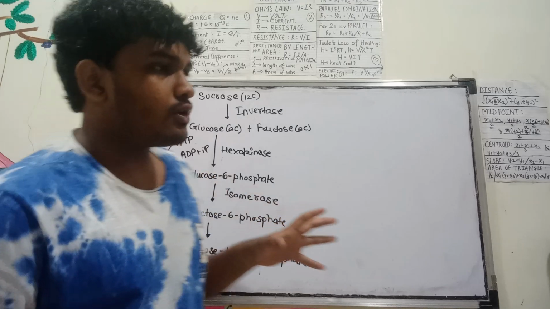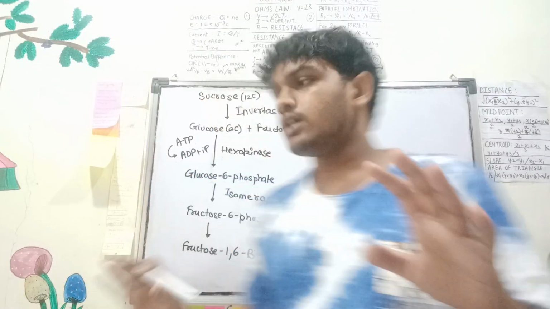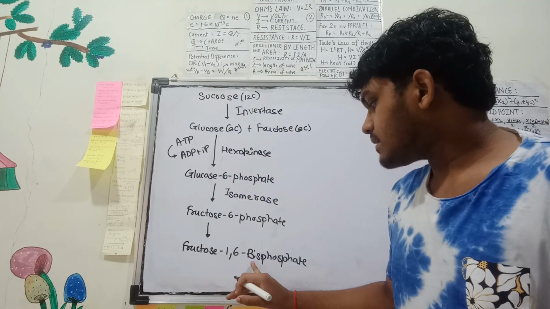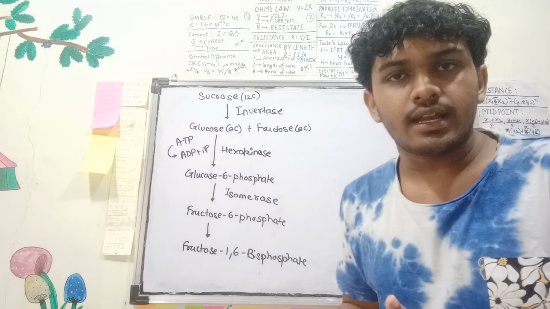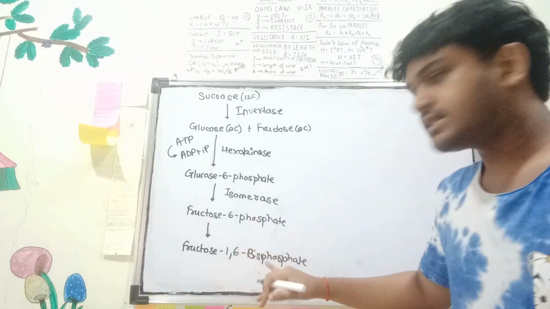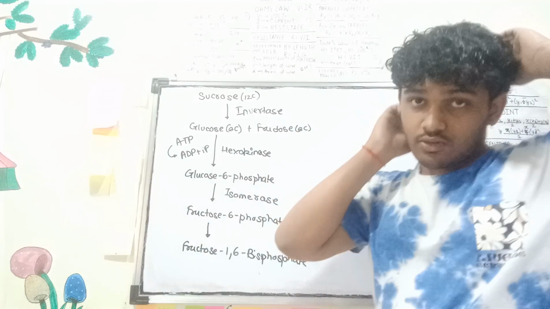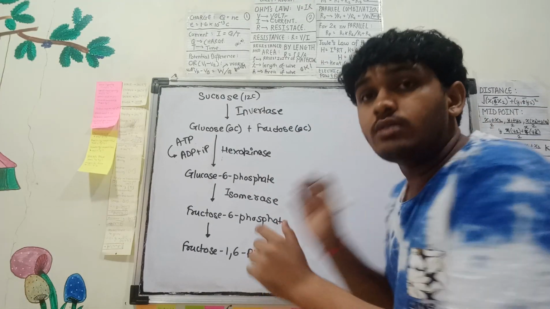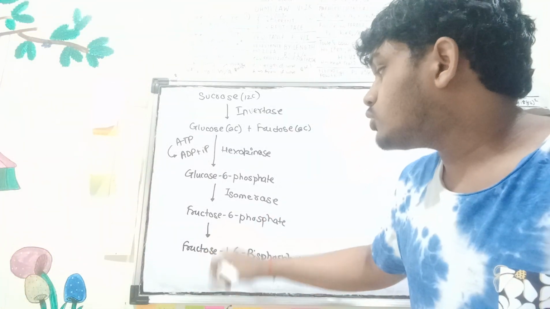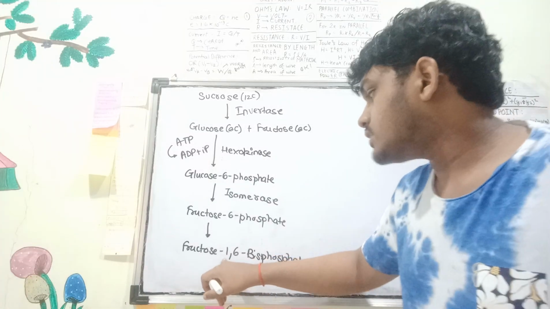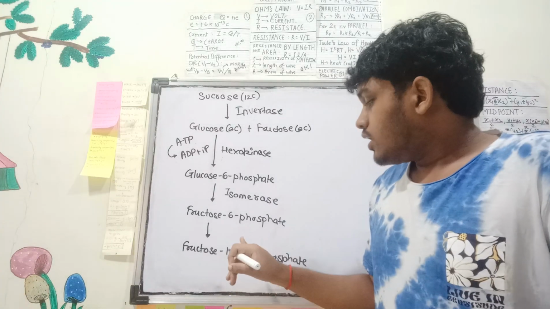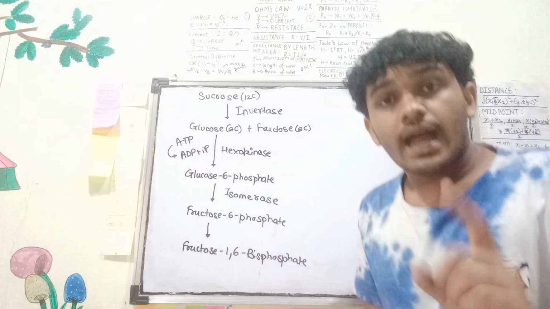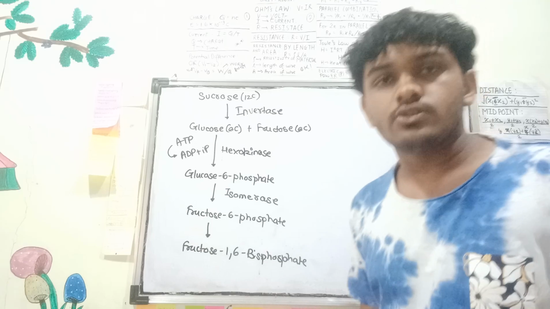I don't know if you have learned nomenclature yet, but when we name a complex compound, we add bis, not bi, tri, di, like this. We add bis, tris, like tetrakis. So here one more phosphate ion is added to fructose 6 phosphate at the first position, as you can see, 1,6 bisphosphate. So here one phosphate ion is added, which means ATP is utilized.